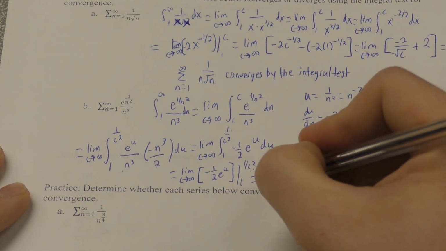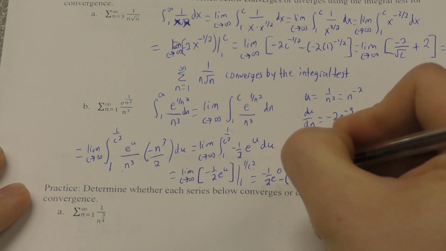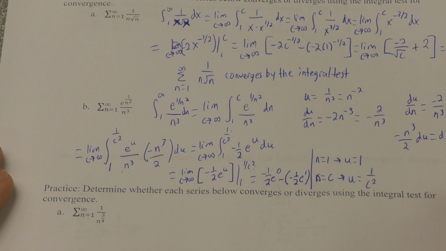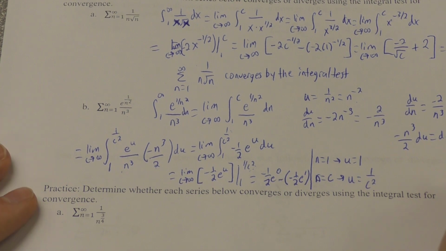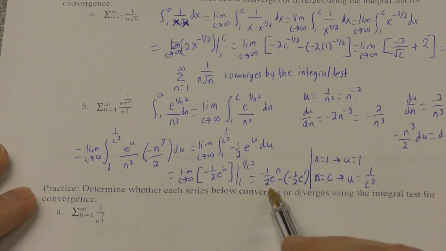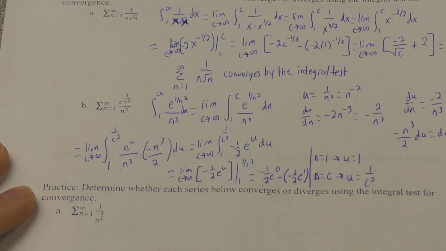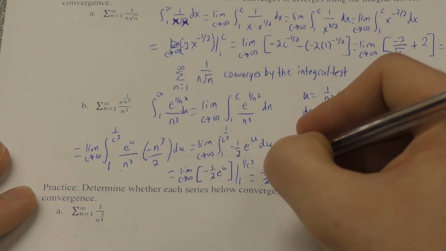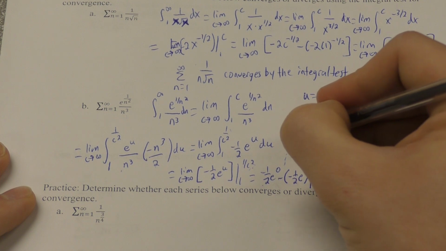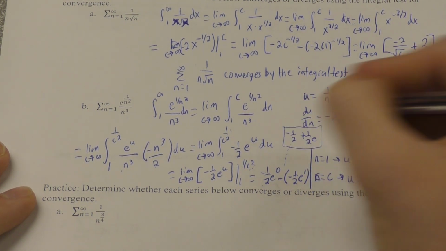minus negative half e to the 1. So that's my limit. I could clean this up, so this would be negative half e to the 0. So it's negative half plus half e. So I'll bring that up here. This is really, if we simplify, negative half plus half e as my actual limit.